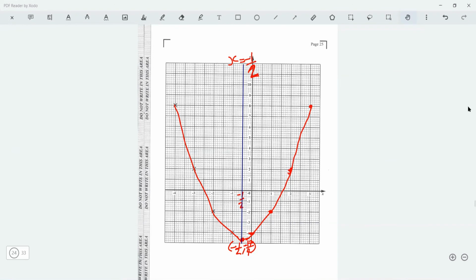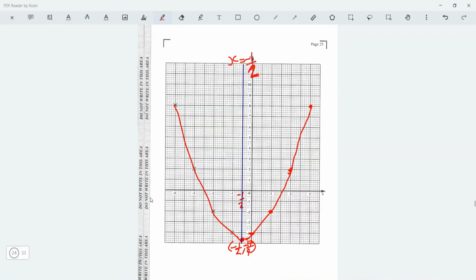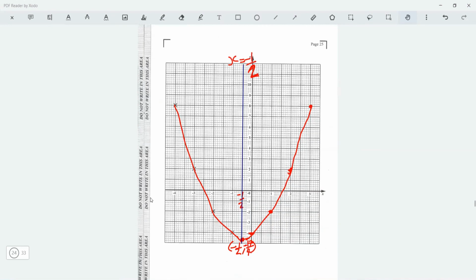So just to make them know what you're talking about, you can write it right here and tell them that the axis of symmetry is x equal -1/2. And you put it on and you draw the line. So the straight line there, that's the axis of symmetry. Nice. And this takes care of question number 8.